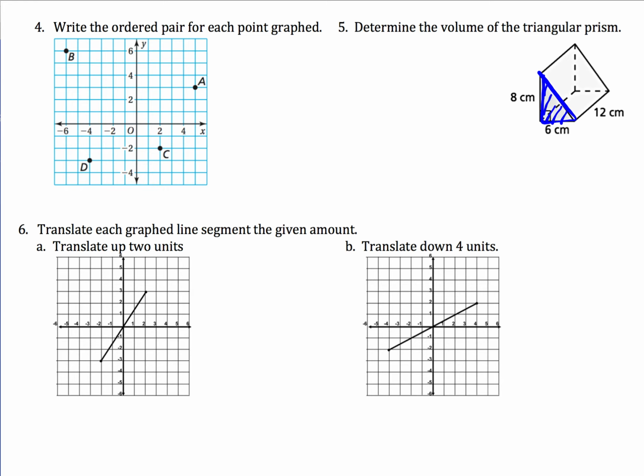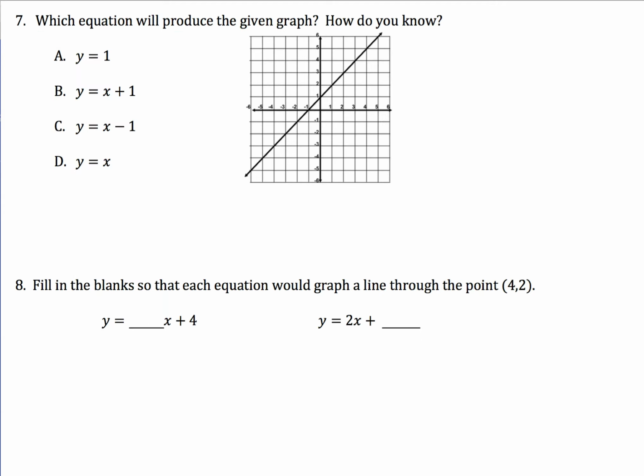Number 6, translate each graph line segment the given amount. So instead of being a triangle, we're going to translate just a line segment. Number 7, which equation will produce the given graph, and how do you know? So this is multiple choice plus an explanation. And number 8, fill in the blanks so each equation would graph through the point 4, comma 2. So you fill in the blank there so that it will have that as a solution.